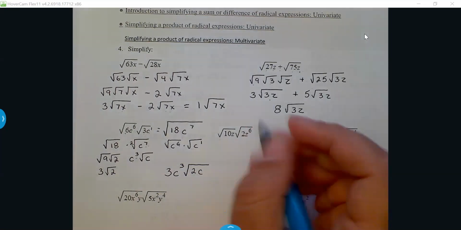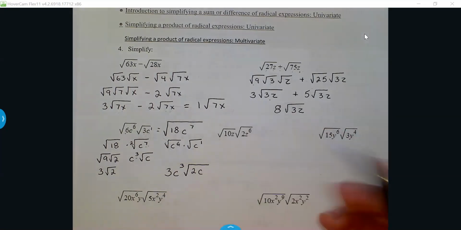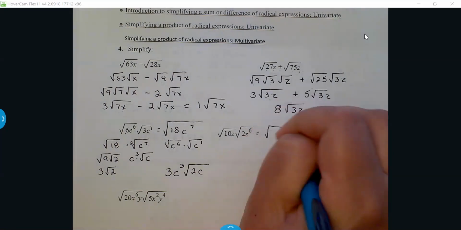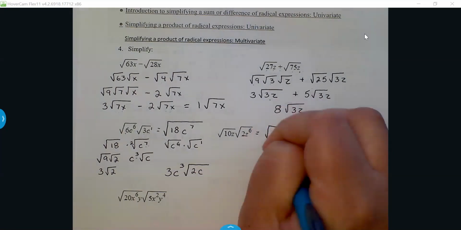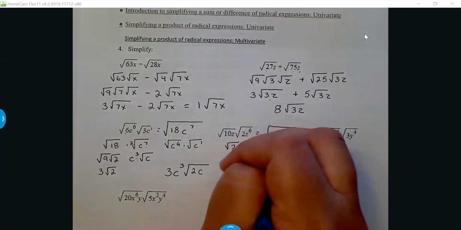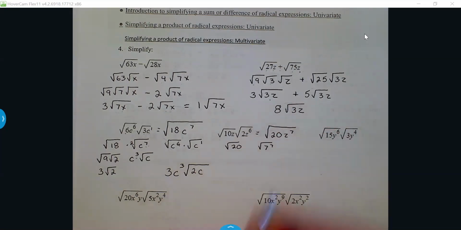Next problem, I have the square root of 10z times the square root of 2z to the 6th. So I'm going to make this the square root of 20z to the 7th. Here I go again with z to the 7th. So the square root of 20 and the square root of z to the 7th. Z to the 7th, not 7 to the 7th.